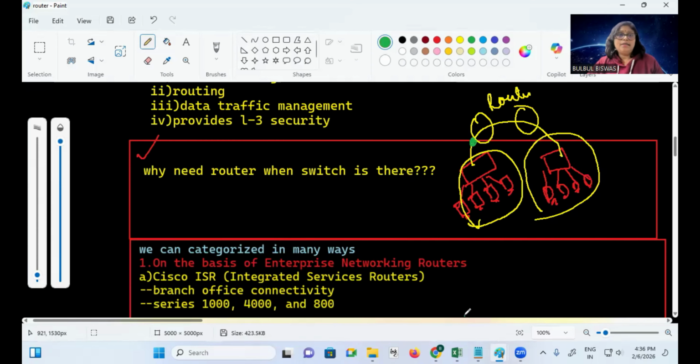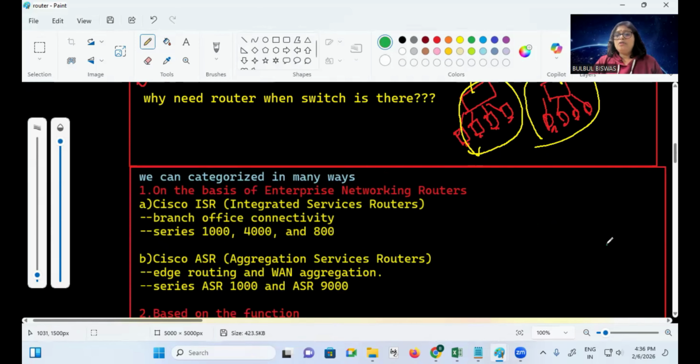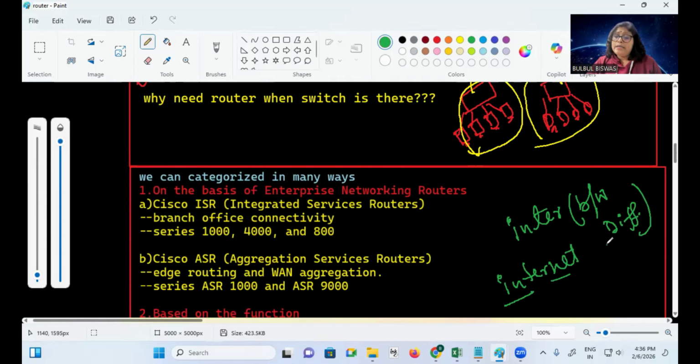We call it the internet. What is the internet? If you look at this word, it is inter. Inter means between different. Am I clear? So if we talk about the internet, that is between different networks, and in this situation, one and only Mr. Router is there. The router's operating system has been programmed like that. It is capable of forwarding the traffic from one network to another network.